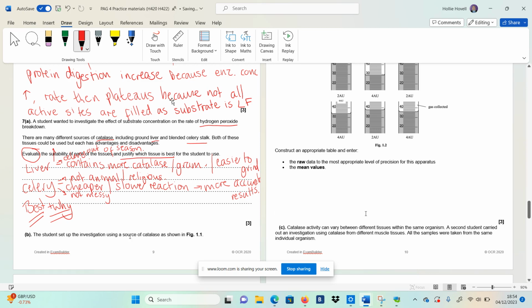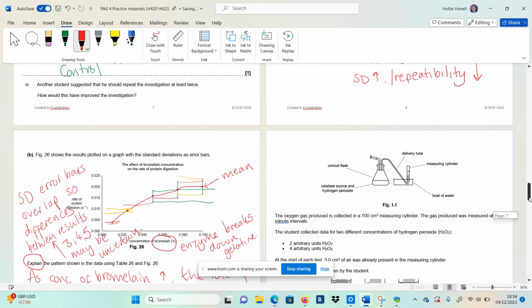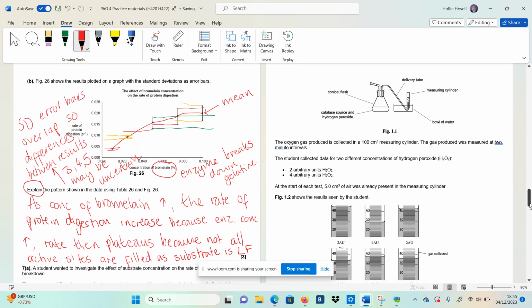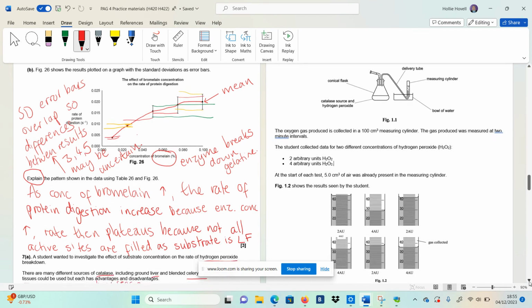Then it says the student set up the investigation using a source of catalase as shown in figure 1.1. So here's their experiment. Hopefully that looks familiar from one of your PAGs. The oxygen gas produced is collected in a 100 centimetre measuring cylinder. The gas produced was measured at 2-minute intervals. The student collected data for 2 different concentrations of hydrogen peroxide, 2 arbitrary units and 4 arbitrary units. Arbitrary units means when it's not an actual unit, it's just kind of like a comparison to one another.